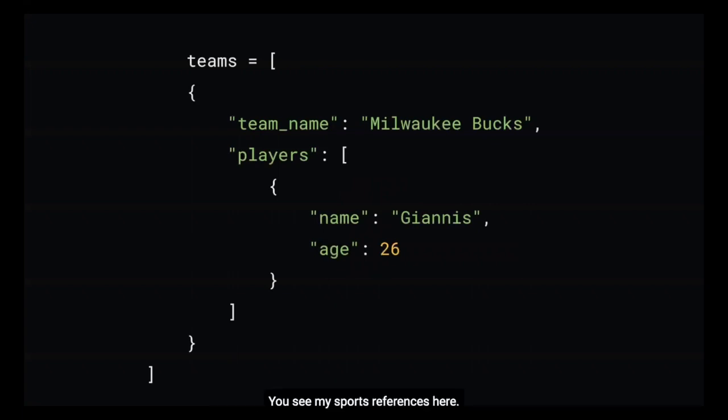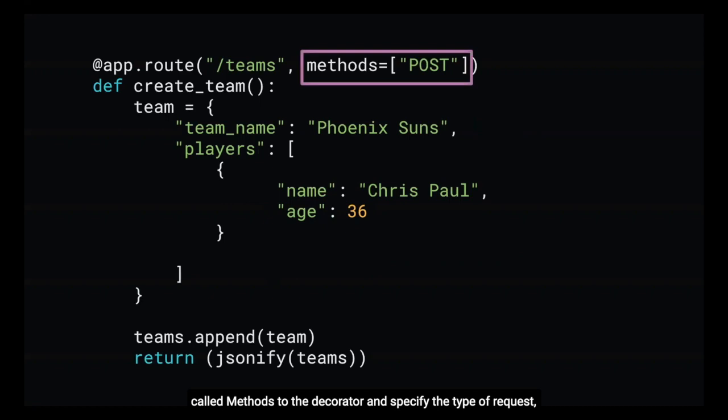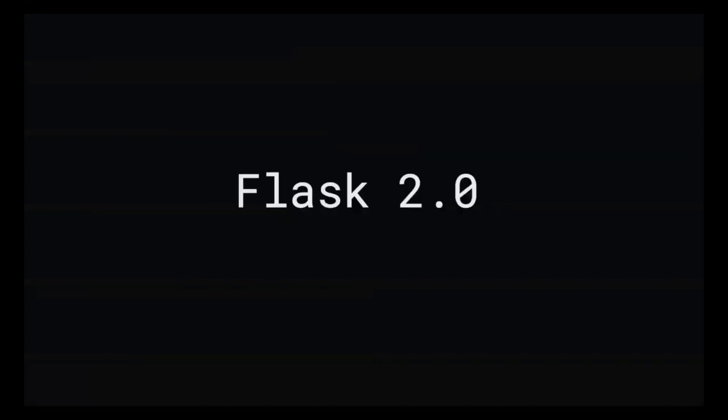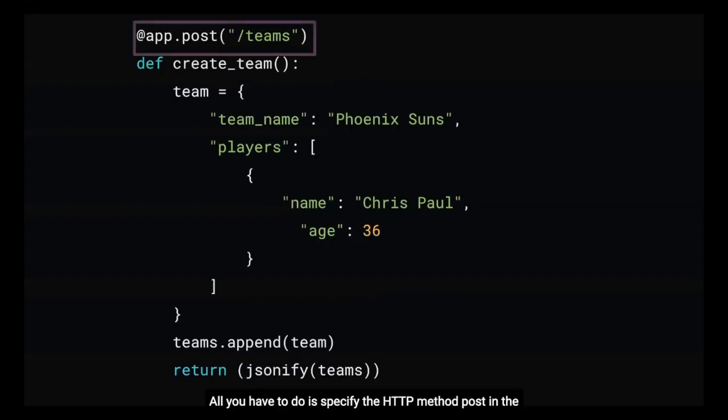In Flask, prior to Flask 2.0, let's say we have this list of dictionaries called teams. Okay, you see my sports references here? This is my favorite basketball team, Milwaukee Bucks. And in previous versions of Flask, you'd have to pass in a list called methods to the decorator and specify the type of request, which is a post. Flask 2.0 makes it much easier, just like we saw with our get request. All you have to do is specify the HTTP method post in the decorator.